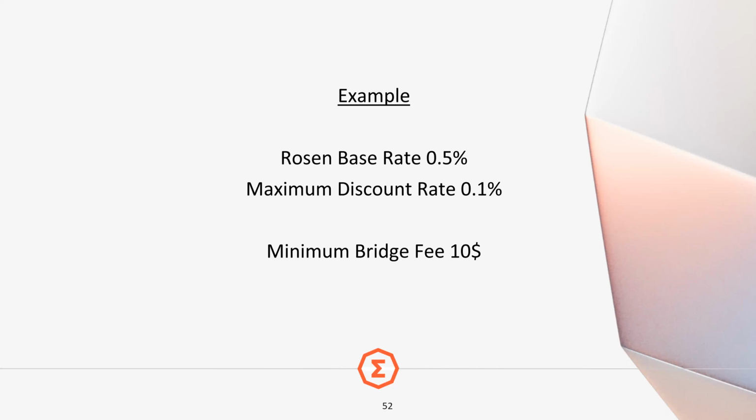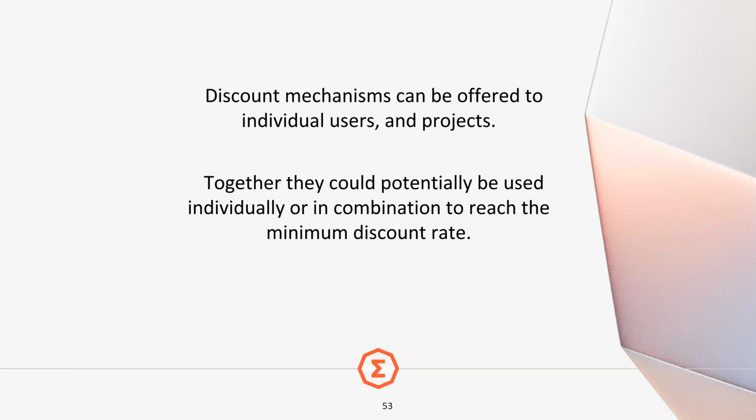Why don't we go to the next slide? So, discount mechanisms can be offered to individual users and to projects, which is kind of unique here. Together, they can potentially be combined to drive the economic cost down towards the minimum rate that is in the system, which, as we proposed here, is going to be 0.1%.